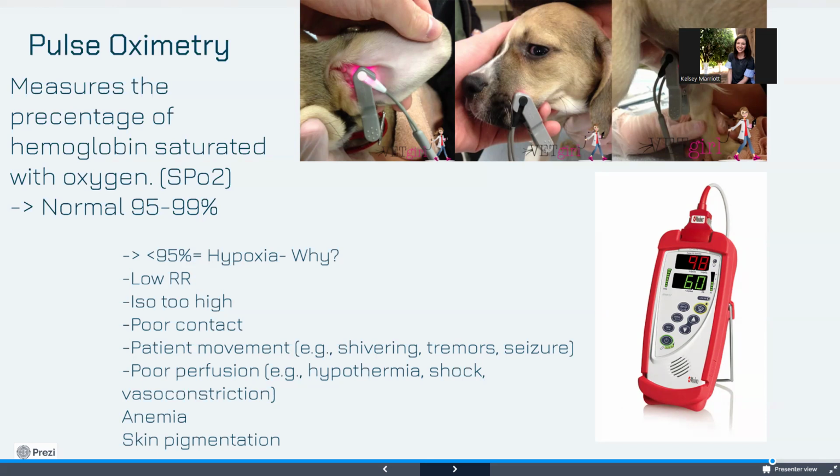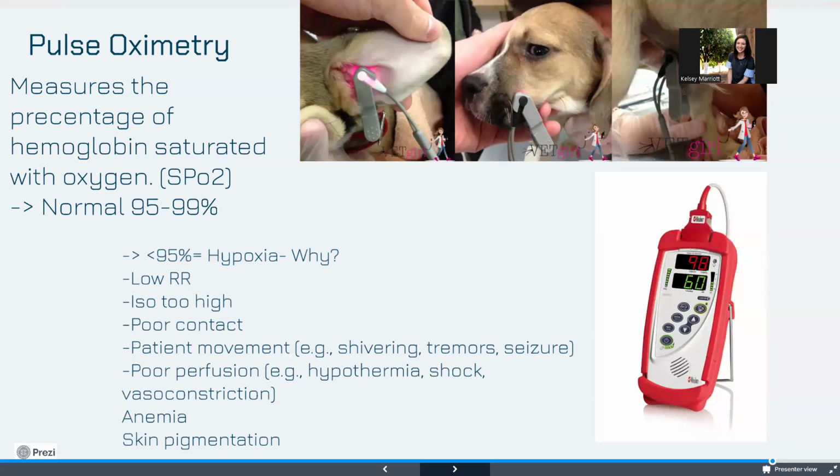Also, is our patient moving too much? Are they tremoring? Are they shivering? Are they too light? Are they seizing? But if we are still really still and we have good contact, maybe there's poor perfusion occurring. Is our patient hyperthermic? Are we dealing with a shock case? Are they having vasoconstriction? We can also see patients who are anemic with a reading less than 95.